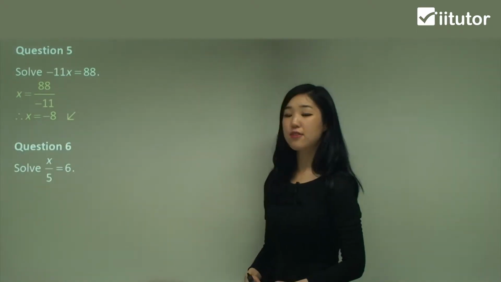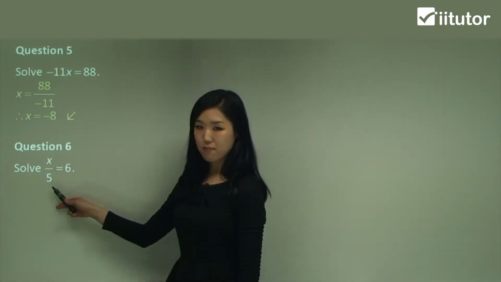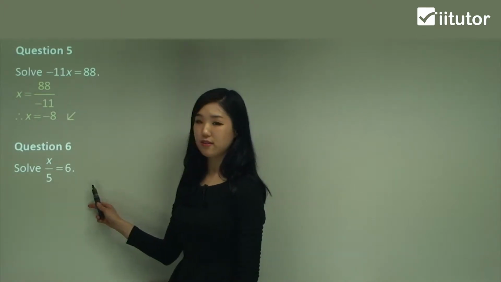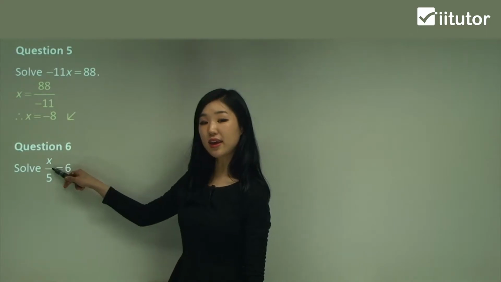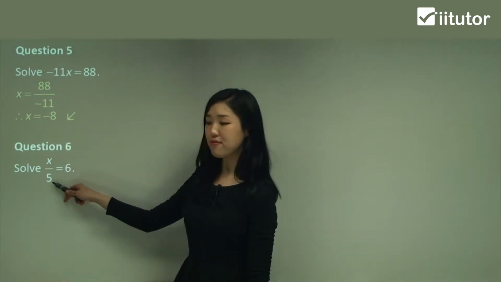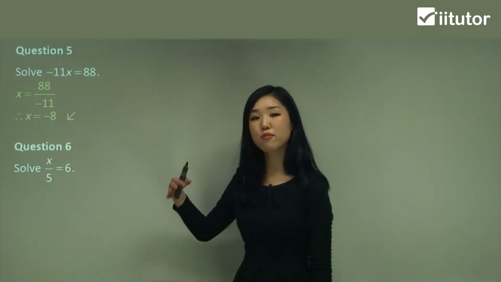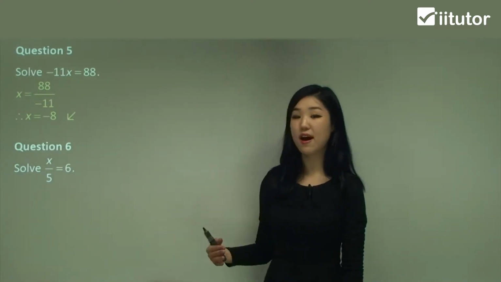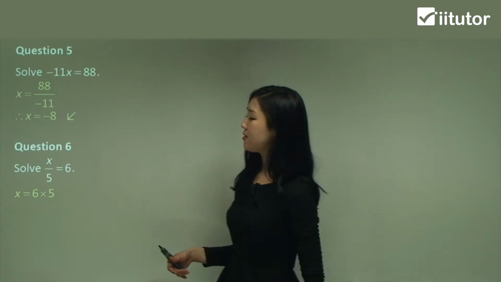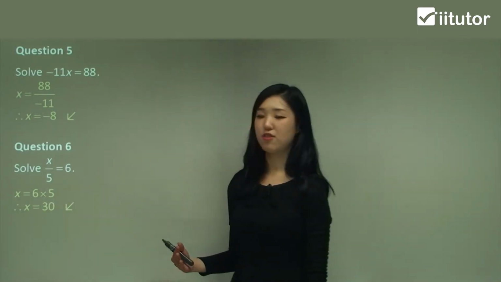Question 6, this time we have x divided by 5 equals 6. Okay, x divided by 5 equals 6. We're dividing here, so how do we get rid of that 5? We simply move it over to the other side by multiplying, because the opposite of divide is multiply. So 6 times 5 is x, which is 30. Okay, that's pretty much it.